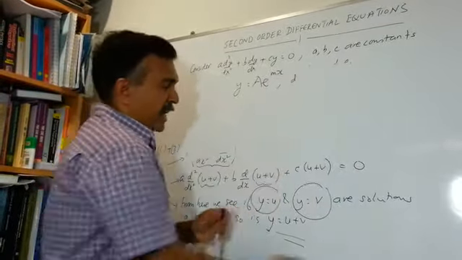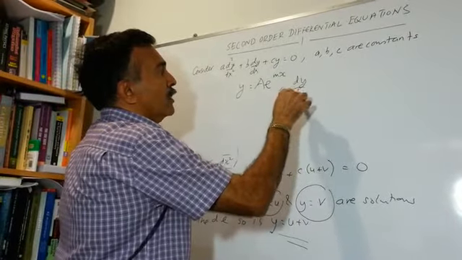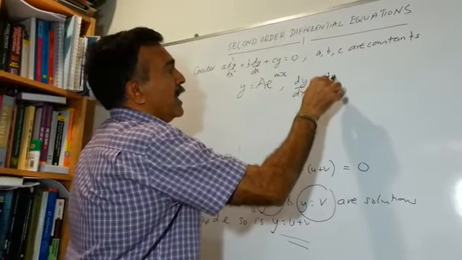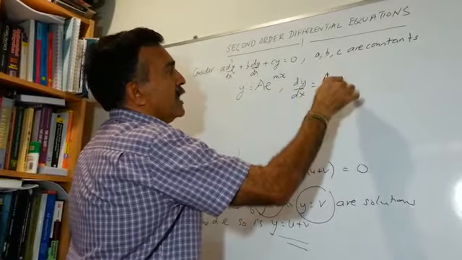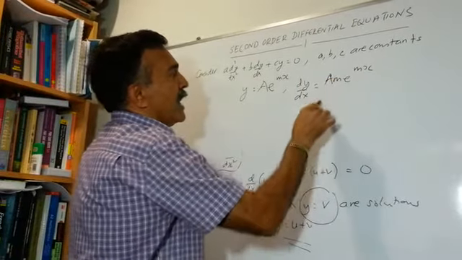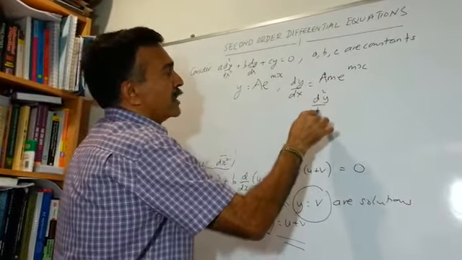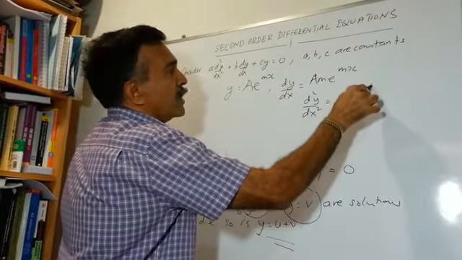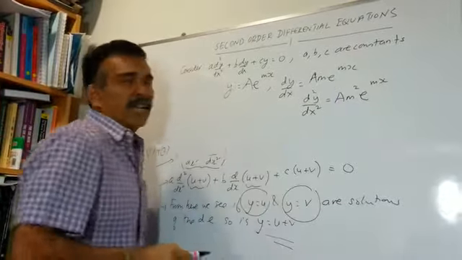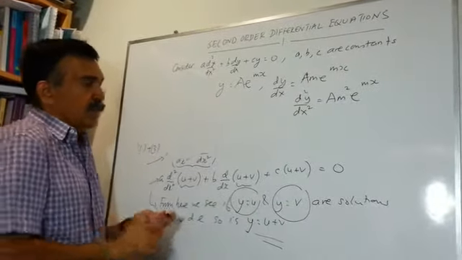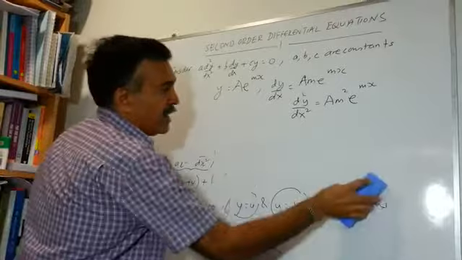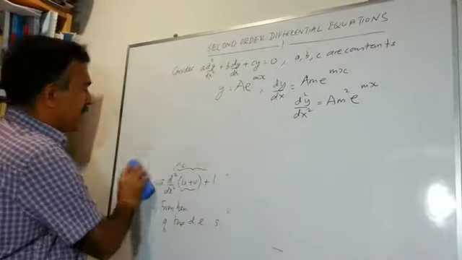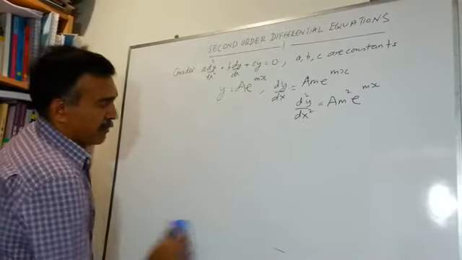So let's go ahead and write dy dx. dy dx will be equal to a m e to the power of mx, and d2y dx squared will be equal to a m squared e to the power of mx. So this is simple exponential differentiation. Now we can go ahead and plug these into our differential equation and let's see what happens.